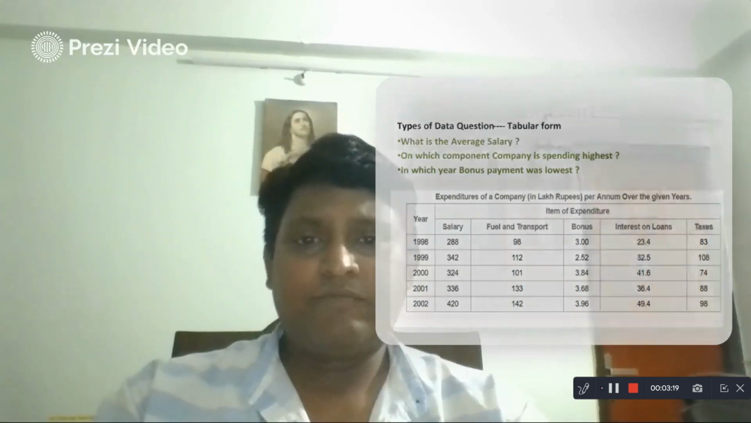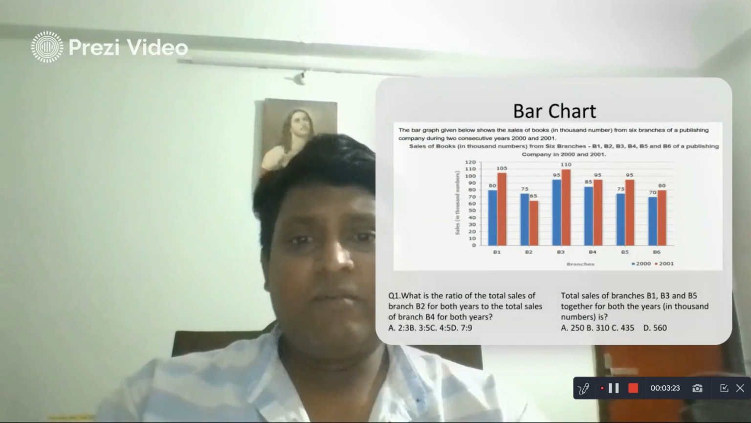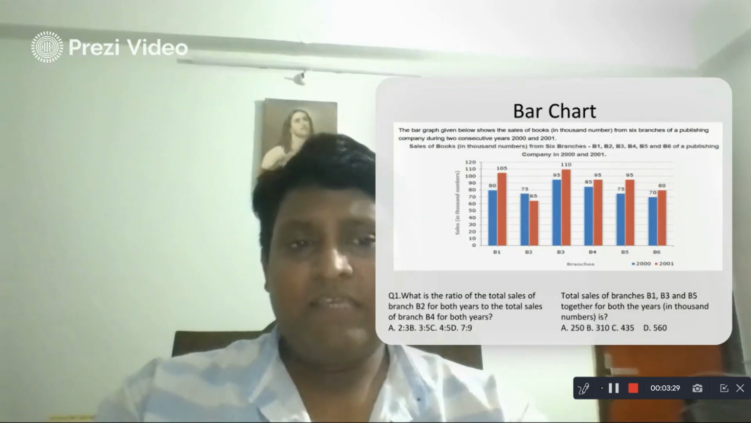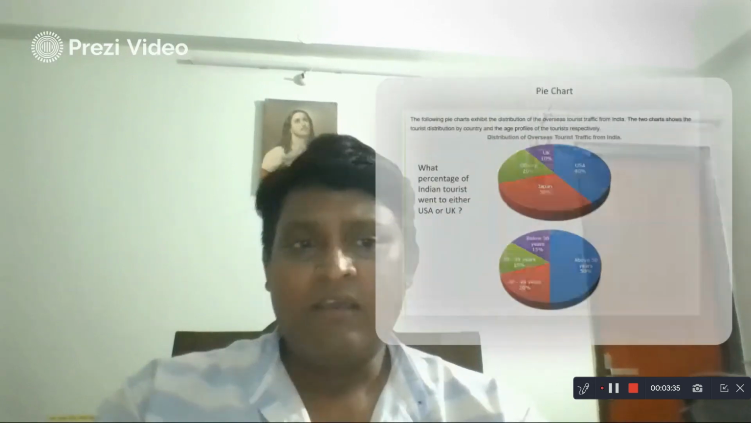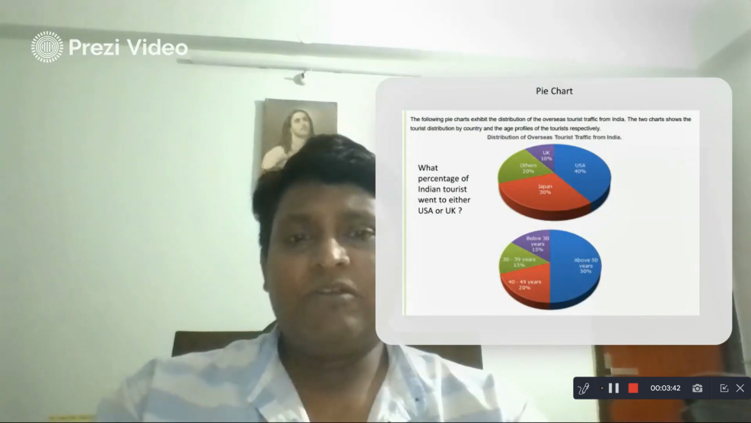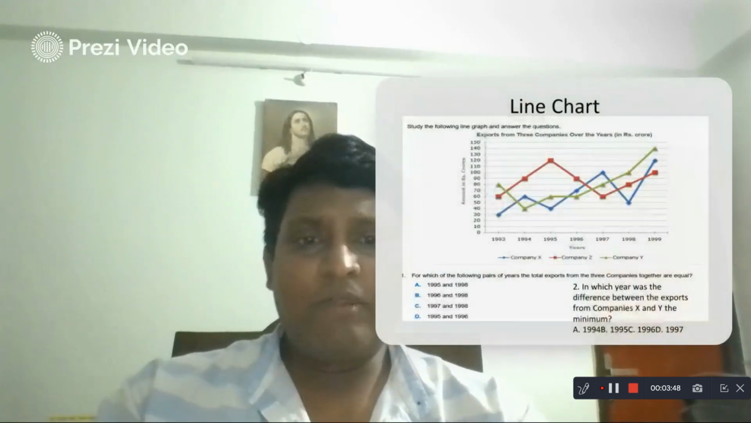and transport. Then this is an example of a bar chart where you can easily comprehend the ratio of the total sales of branch B2 for both years to the total sales. People can easily comprehend if the data is presented in a pictorial format, a tabular format, or a bar graph format. This is also a pie chart where we can see the percentage of Indian tourists who went to either USA or UK. I hope these examples are clear to you and you can easily comprehend.